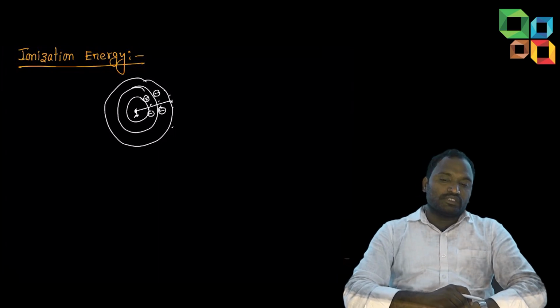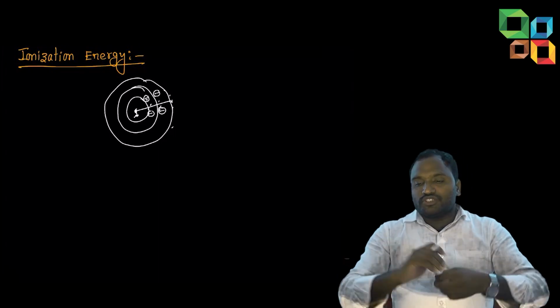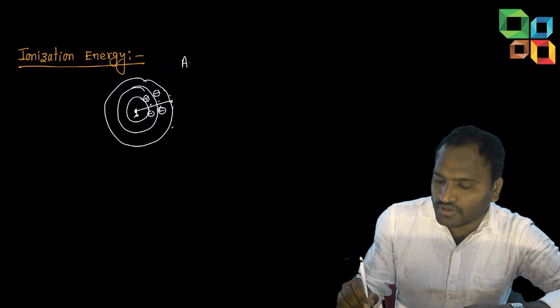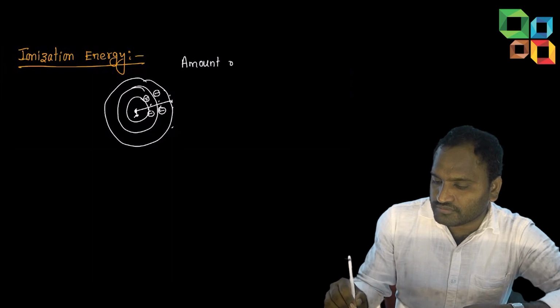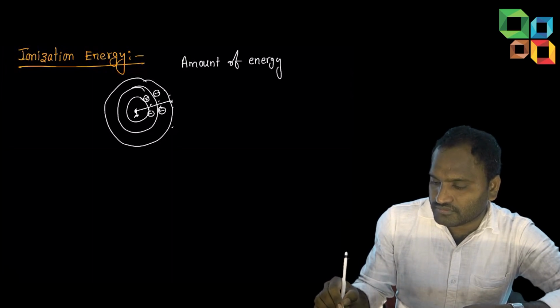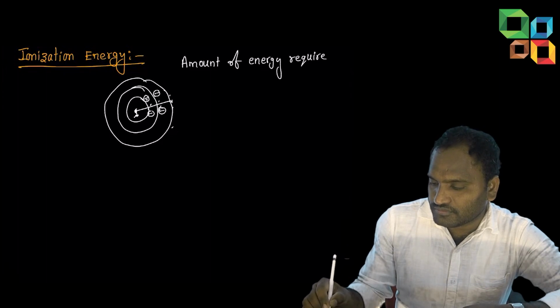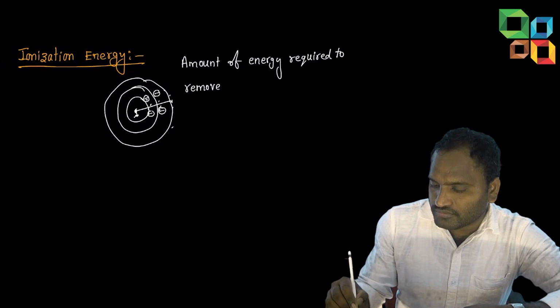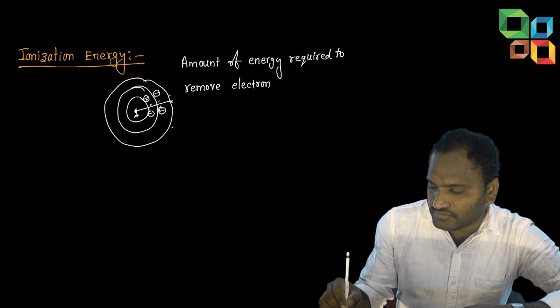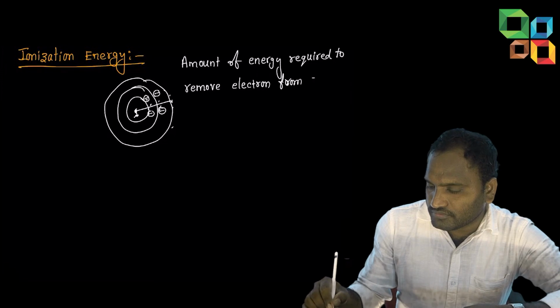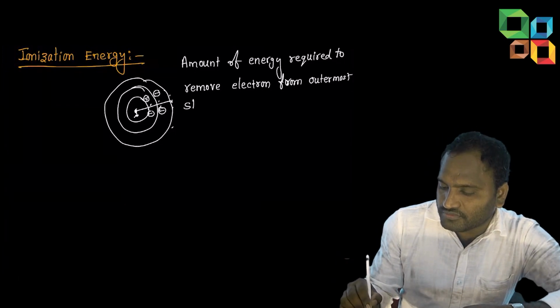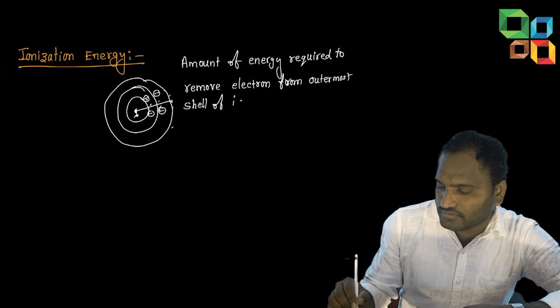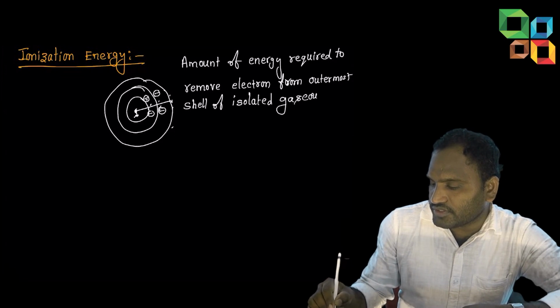Now I will tell you the definition of ionization energy. Important, students. Ionization energy is the amount of energy required to remove an electron from the outermost shell of an isolated gaseous atom.